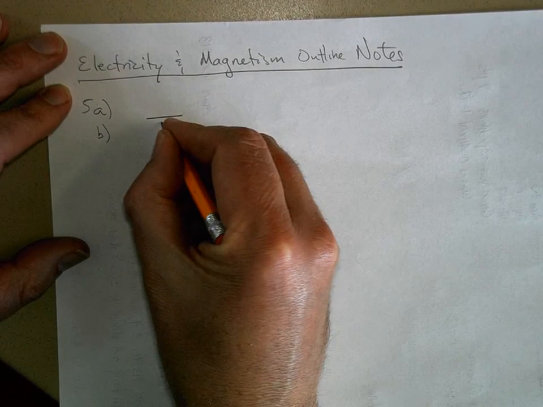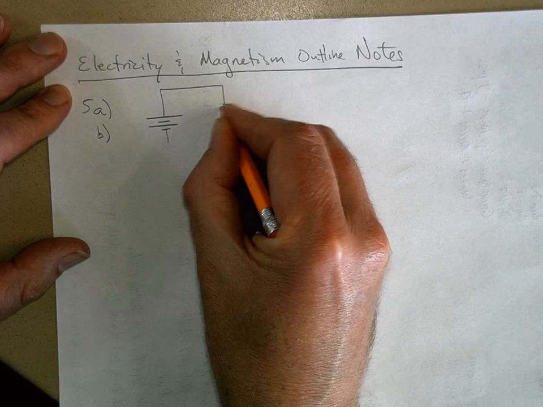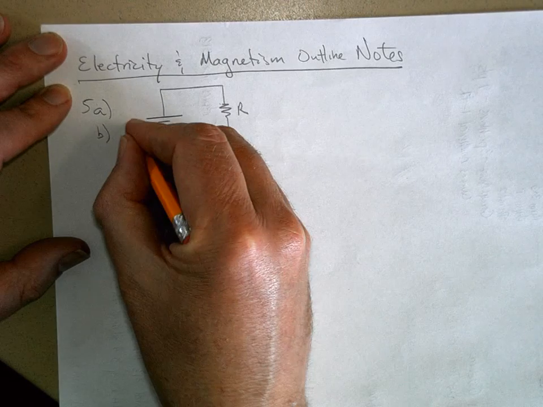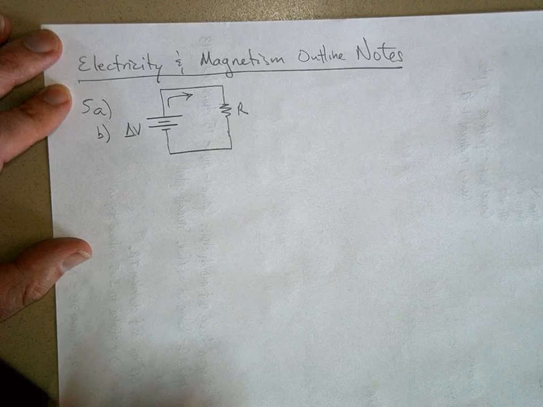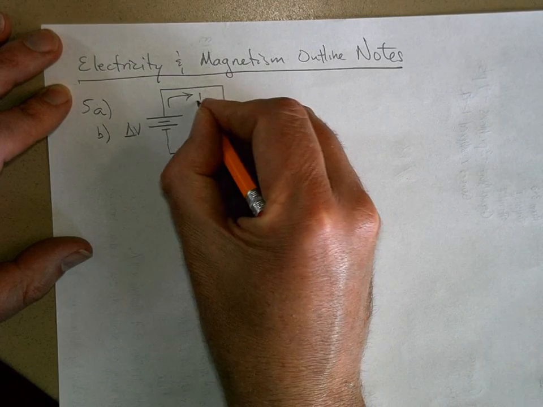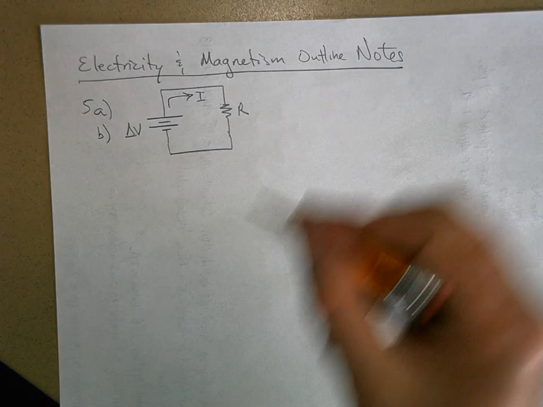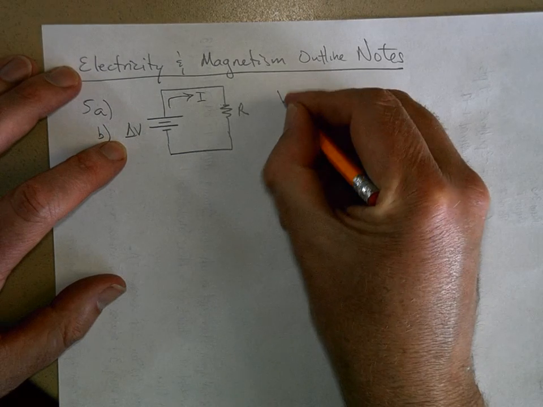Now, this is the review. This is what you already know how to do. If you have a certain resistance and a certain voltage, you get a certain current, I. So you need to know what these three things are: voltage, current, and resistance.